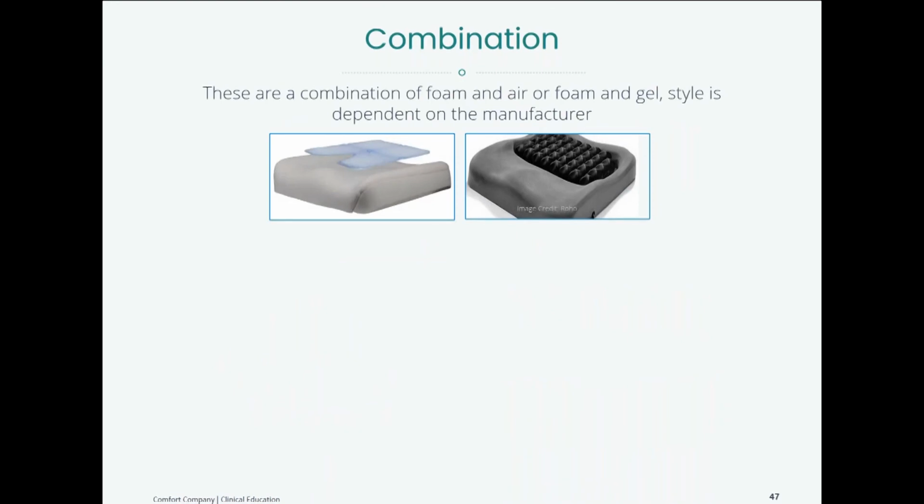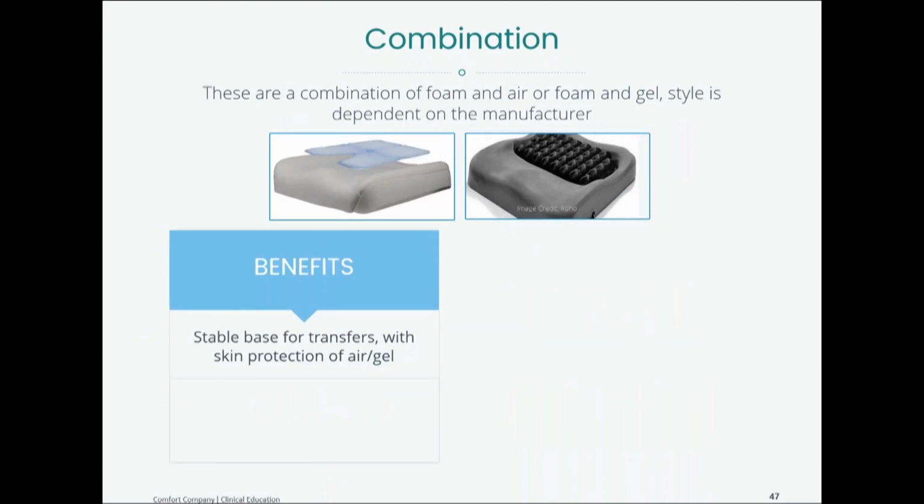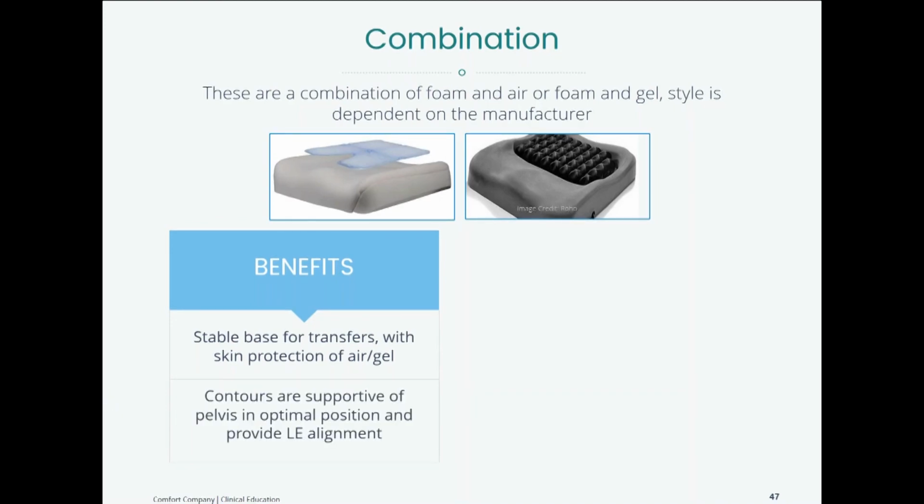And then we have those combination cushions. This is the combination of foam and air, or foam and gel. And the style is dependent on the manufacturer. What is good about it is because it has foam, you get a very stable base. And it also has those pre-built contours that allow for that added support, that pelvic stability, that optimal positioning, and that lower extremity alignment.